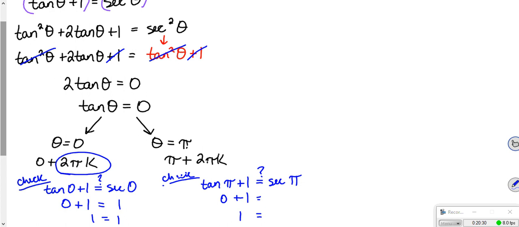Secant of pi, however, remember secant is 1 over cosine, and cosine is going to give us a -1. So this one does not work. This one does. And that's also why, if both of them worked, we could have written the answer as just pi k, because it would have just cycled every pi. But it doesn't, because again, we had to check for extraneous solutions.